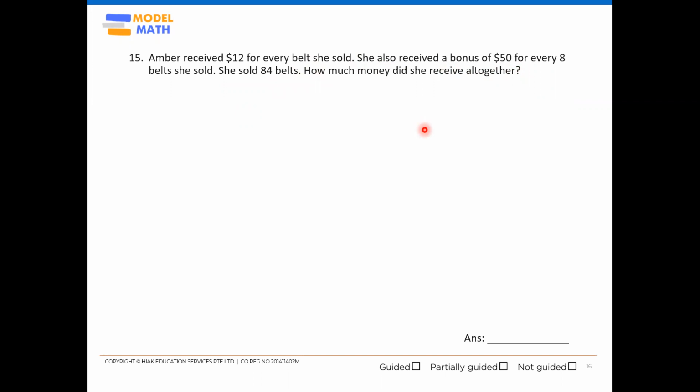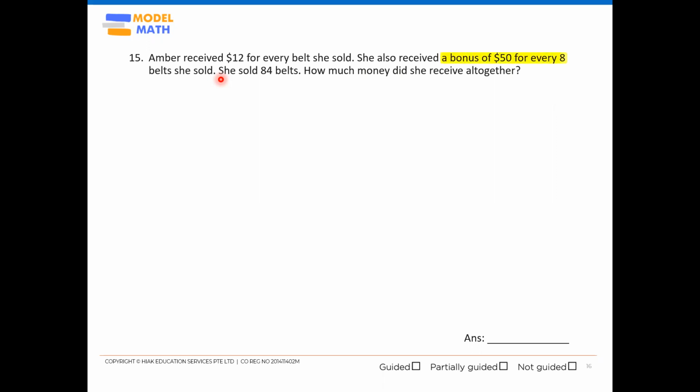Okay, so when you read this question, I hope you can tell this is a grouping concept. How do I know it's grouping? Usually when they have sentences like that, you receive an extra bonus of $50 for every 8 belts you sell. That means every time you get 8 belts, you get a bonus of $50. Another 8 belts, another $50 bonus. Another 8 belts, another $50 bonus.